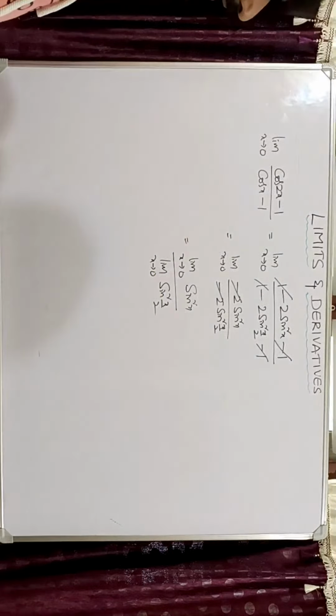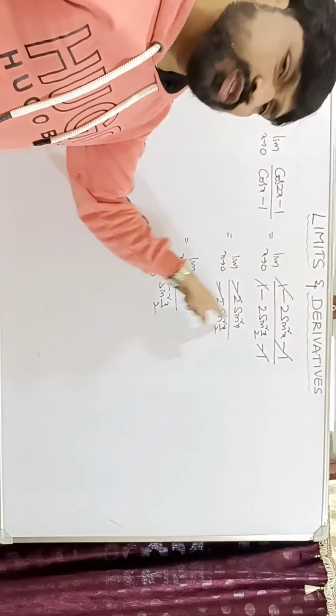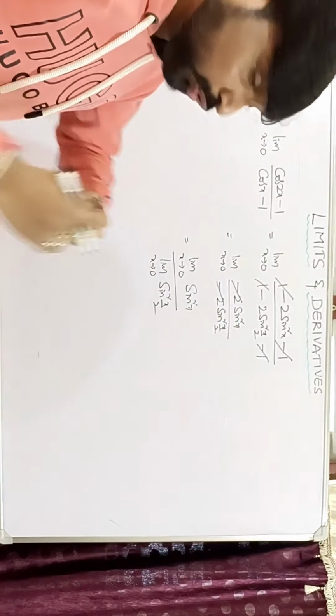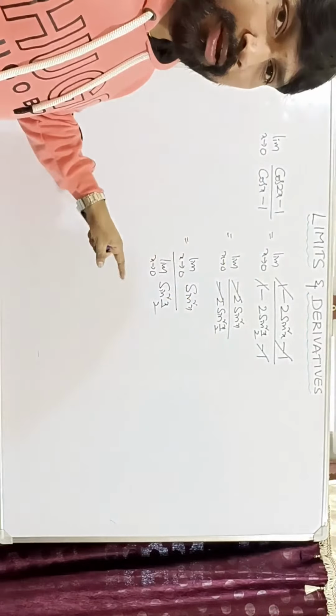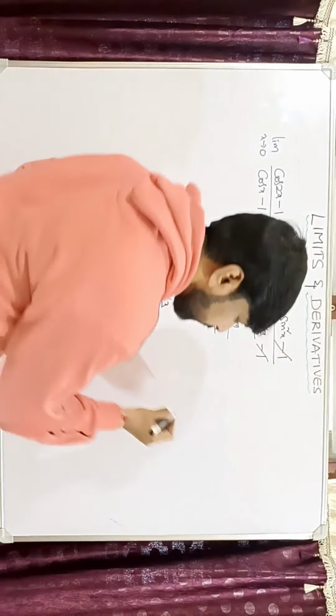Understanding? Individual limits are split. Why? Because if you take 0 here, this is also 0 by 0 form only. So whenever two different functions are there, you have a property where you can split the limit. Then what to do? Listen carefully again.